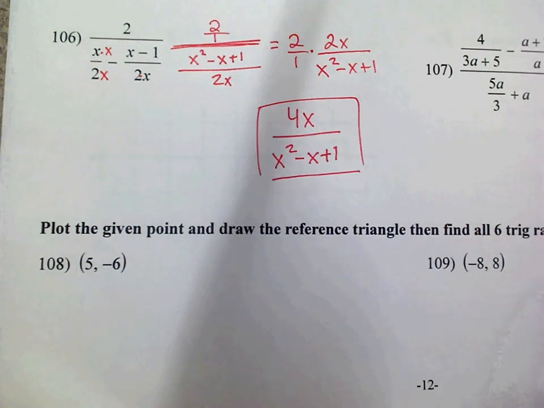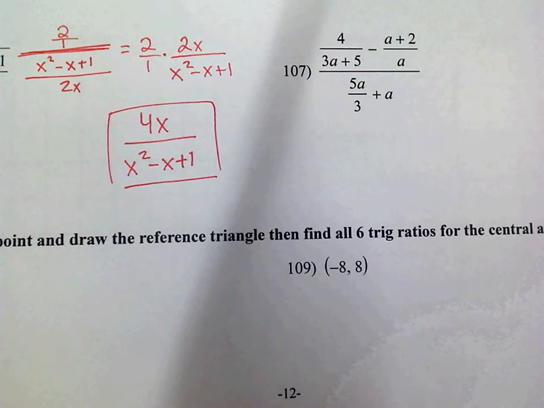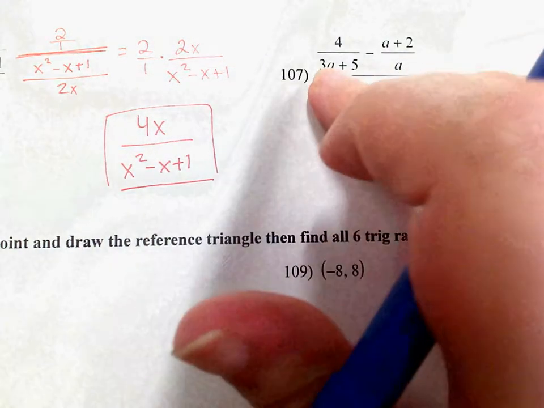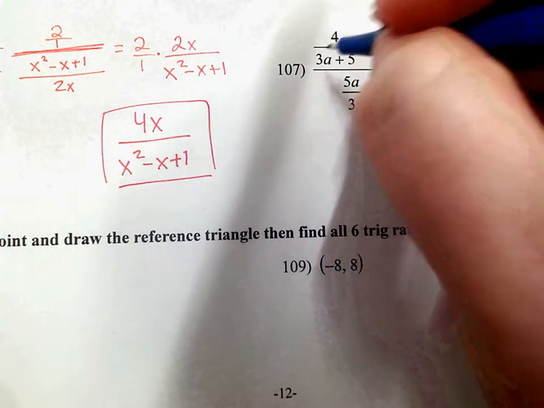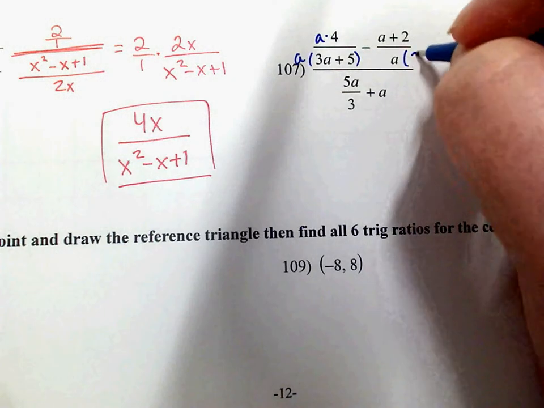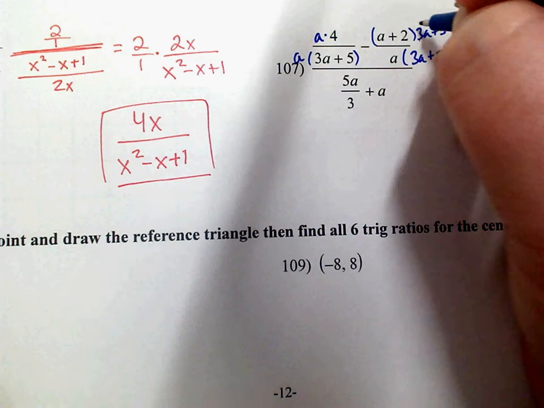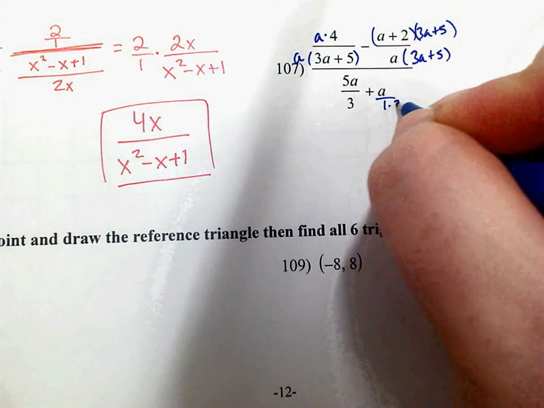Alright, so 107. This time you've got two fractions in the top and two fractions in the bottom, which means this is even more fun than the ones before. So this denominator has 3a plus 5, this denominator has an a. A is not a factor of this one right here, so they need each other. So I'm going to multiply this one by a on top and bottom, and this one by 3a plus 5 on top and bottom. It's going to be a little bit more involved than the last one. This one is a over 1, so the common denominator can be 3, so we're just going to multiply top and bottom by 3.